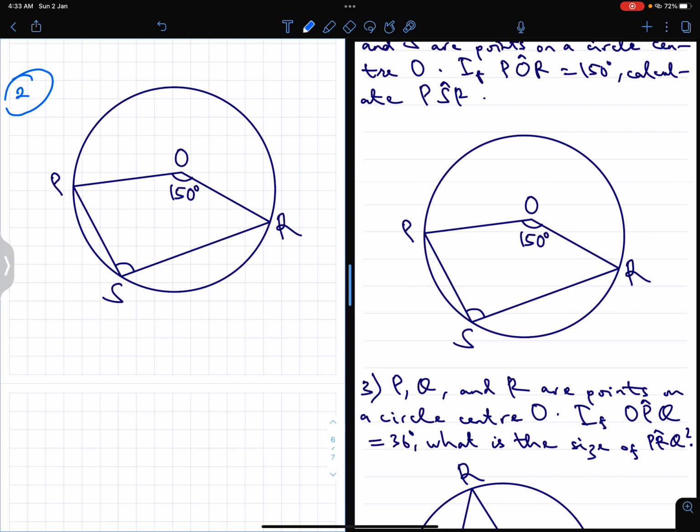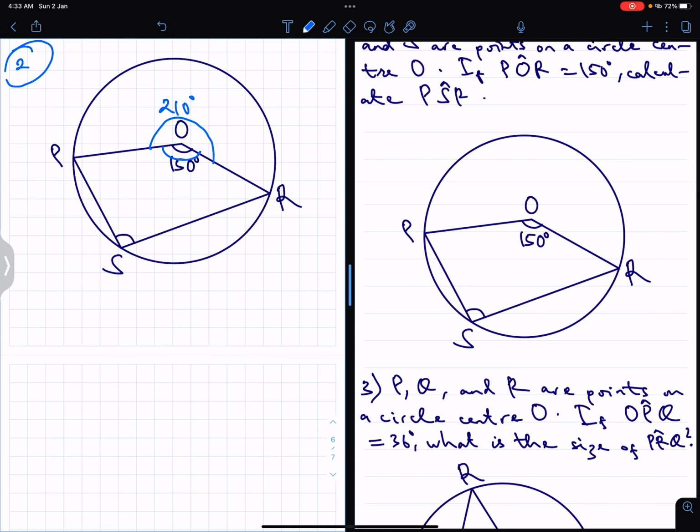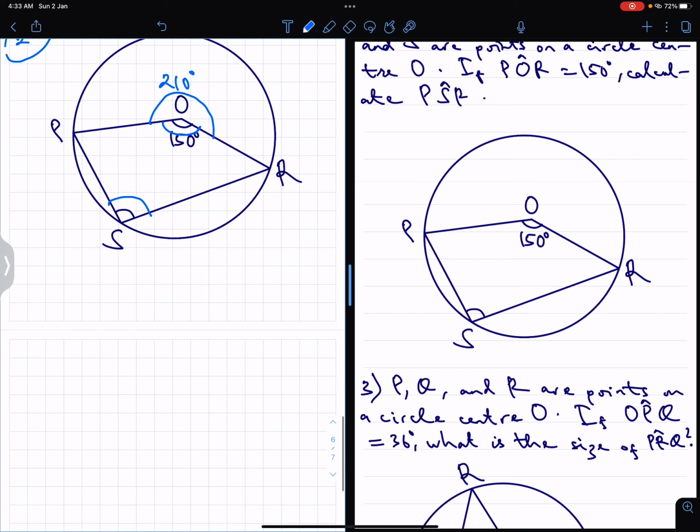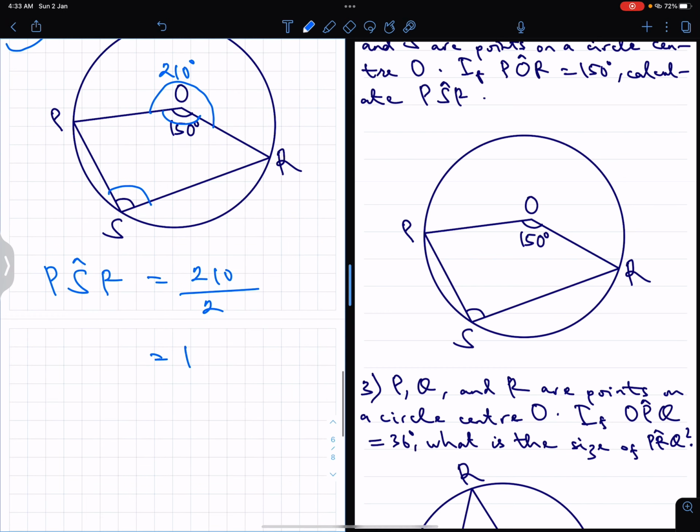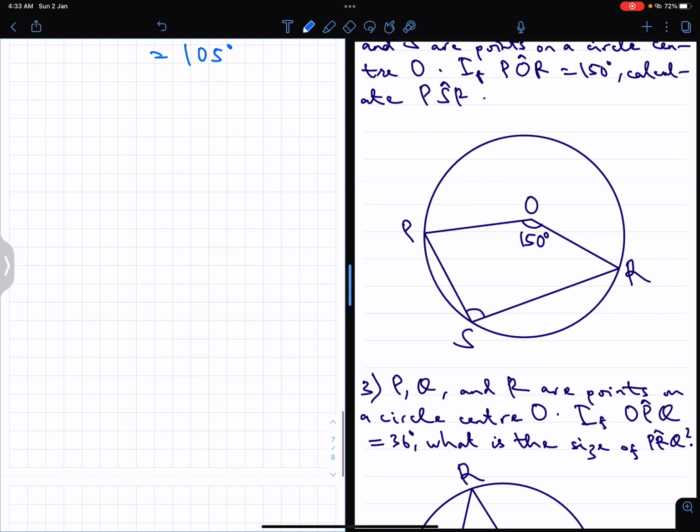Okay, that's supposed to be simple. If this is 150 degrees, then it means this is going to be 360 minus 150, which is 210 degrees. Now, if that's 210 degrees, that simply means PSR will be half of that. Angle PSR is half of 210 degrees. Angle at center is twice angle at circumference, and that's 105 degrees. Now we go straight to the next, number 3.